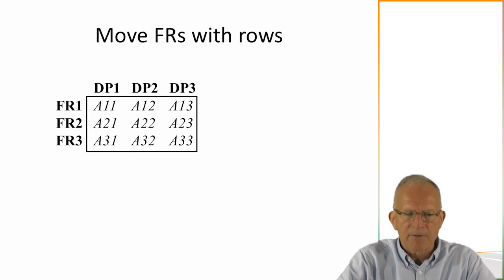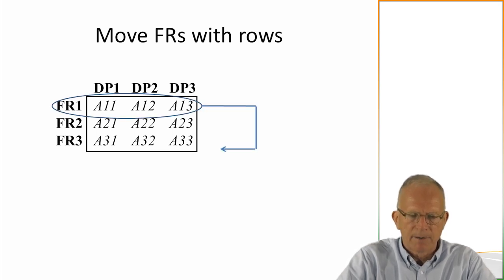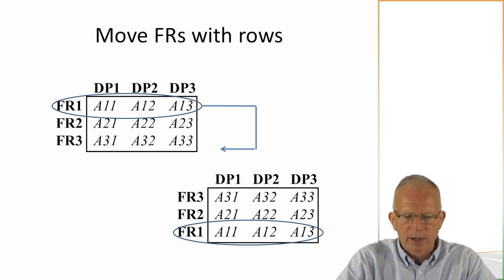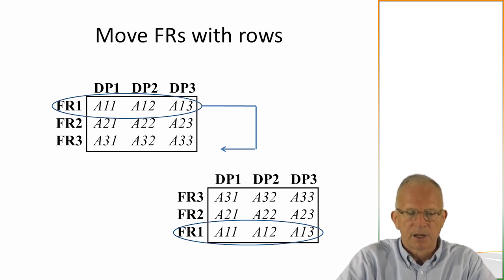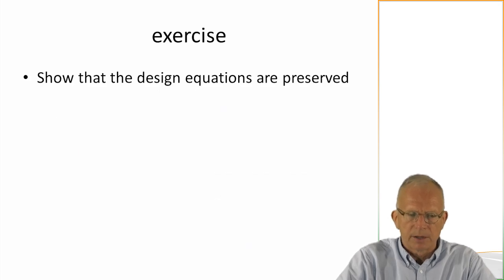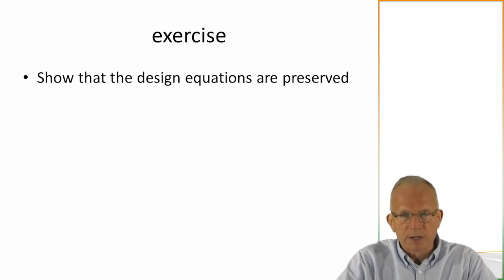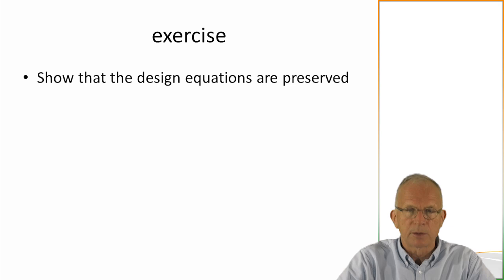Let's take a look at the FRs, moving the FRs with the rows. If we move FR1 down here and do the FR1, FR3 switch, then we see that the rows move with the FRs and the columns essentially stay the same, although the order changes in the columns naturally. Alright, so here's an exercise that you can do. You can write out the design equations and then show that the validity of the equation is preserved using the commutative properties.